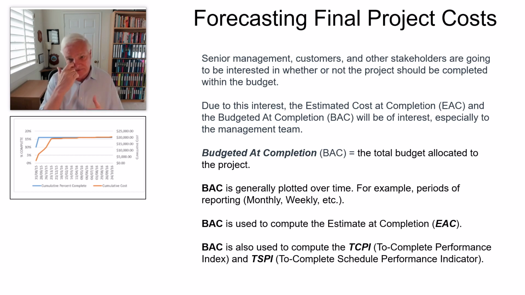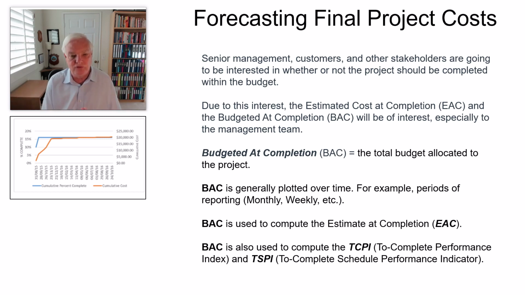estimates that are going to be completed by EAC, the estimate cost at completion, and the BAC, the budgeted at completion. Those formulas, okay, let's just walk through what that means. That budgeted at complete, BAC, that's the total budget allocated to the project. That's all the money that you had. That's it, okay? So BAC is generally plotted over time. For example, the periods of reporting, months, weeks, phases, things like that.